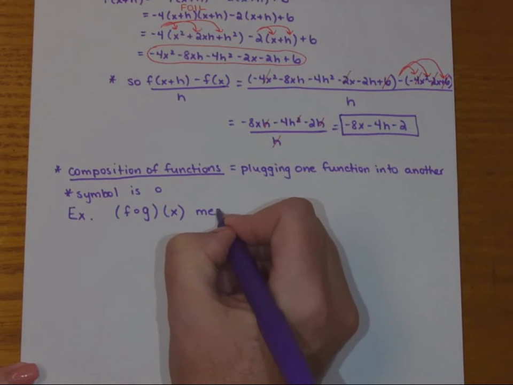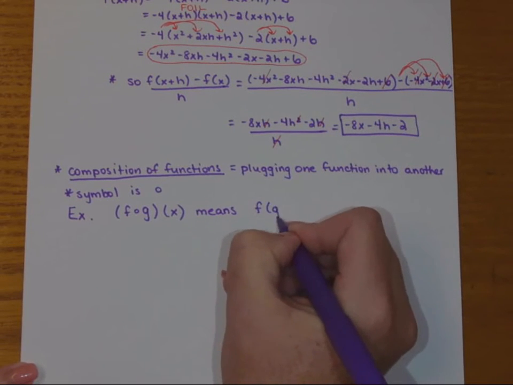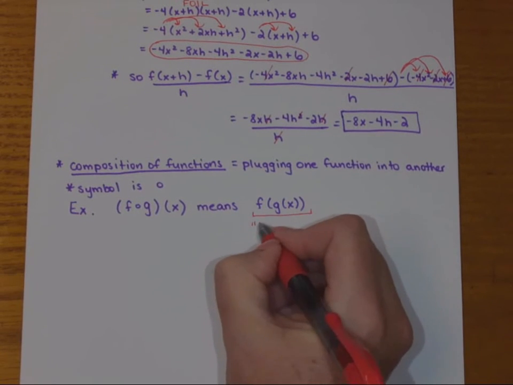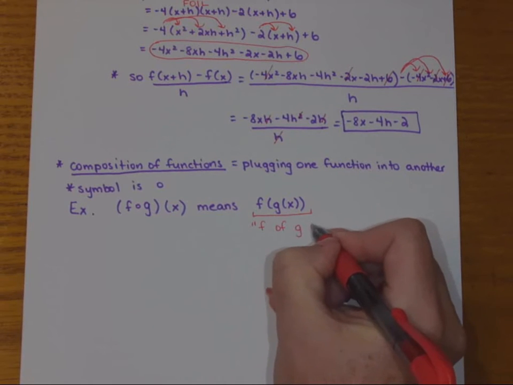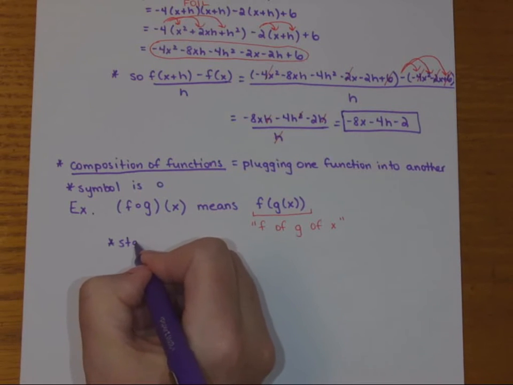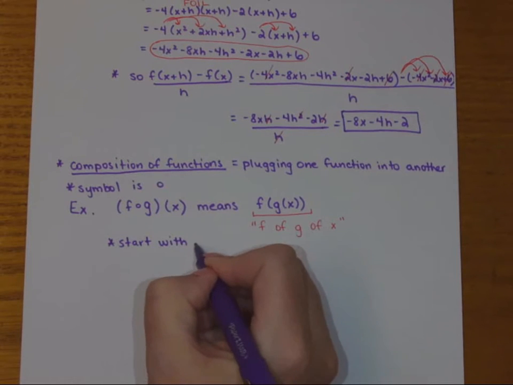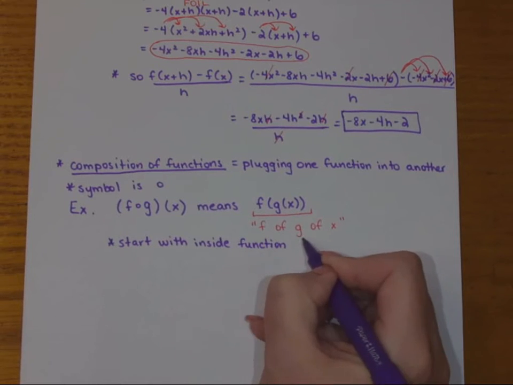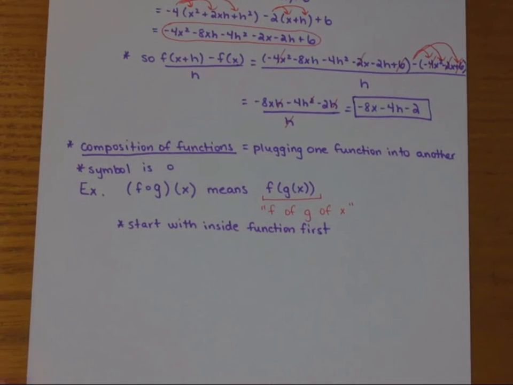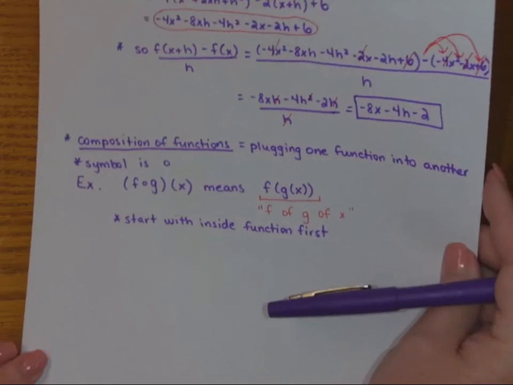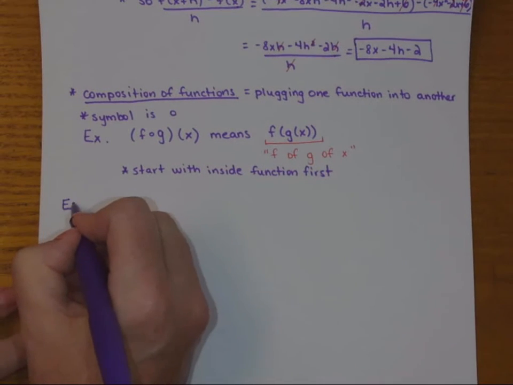And it literally means that they want you to put g inside of the function f. And you would say this as f of g of x. So you just kind of read it from left to right. And so a good rule of thumb with these is always start with the inside function first. And if you can remember that, and again, just take it kind of baby steps at a time, then I think you should be able to do these. Okay, so let's look at some problems where you're asked to do composition of functions.